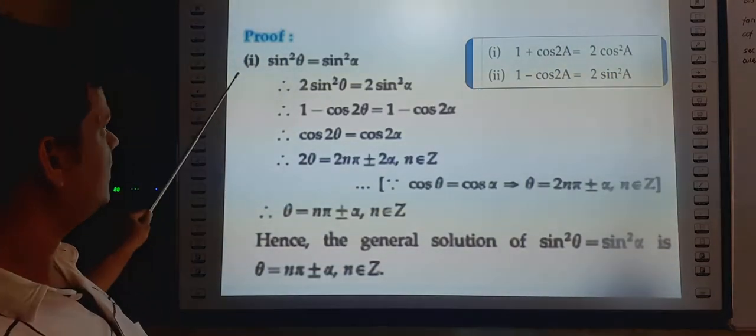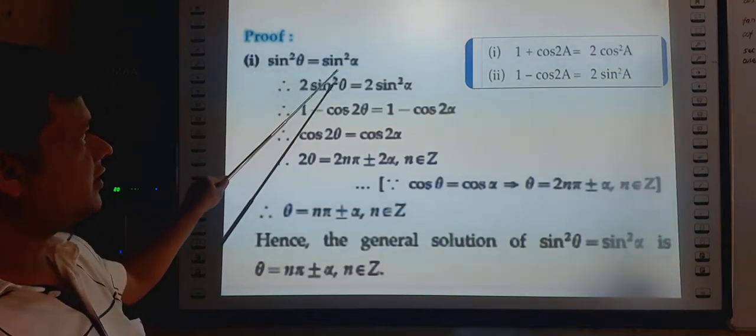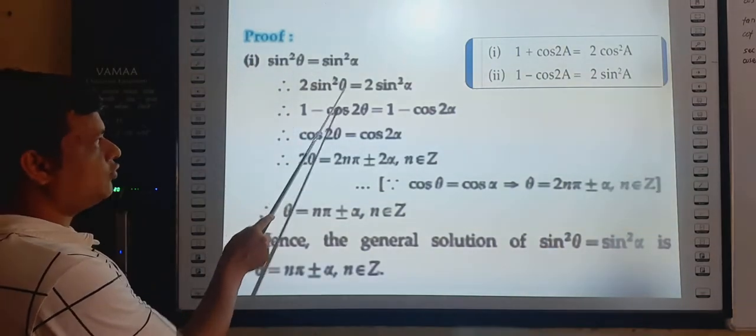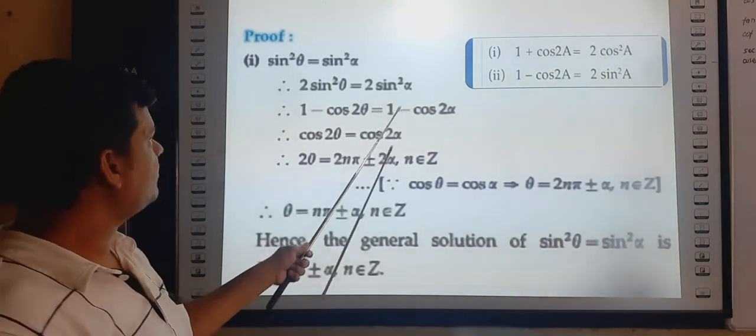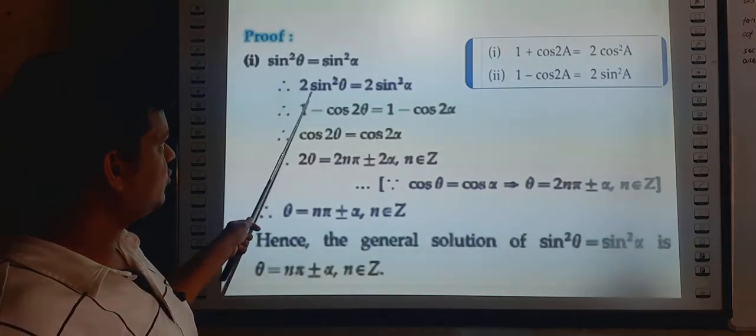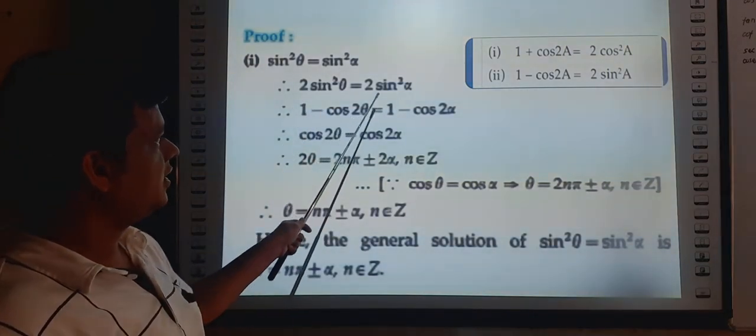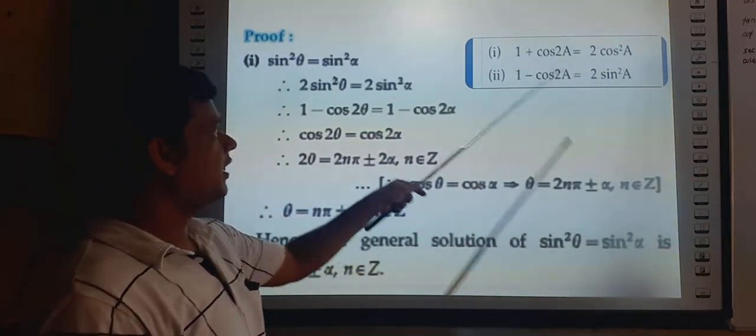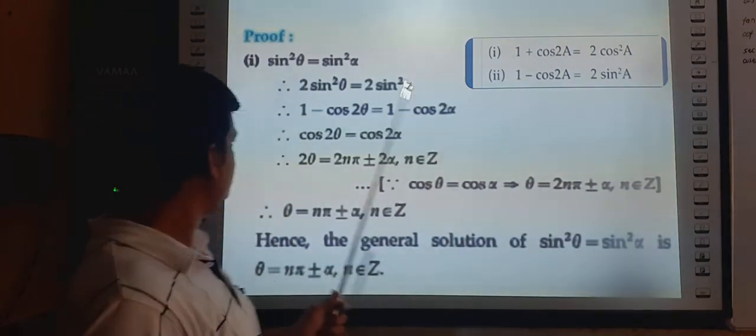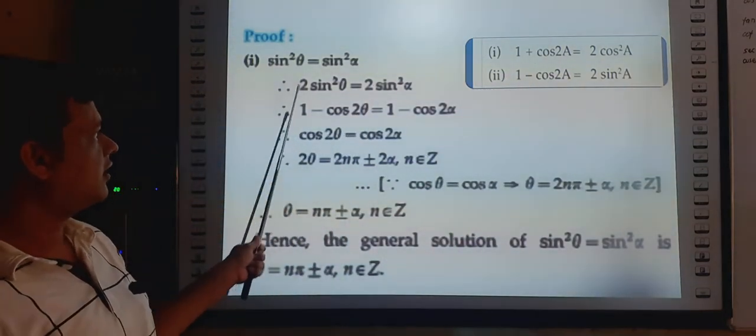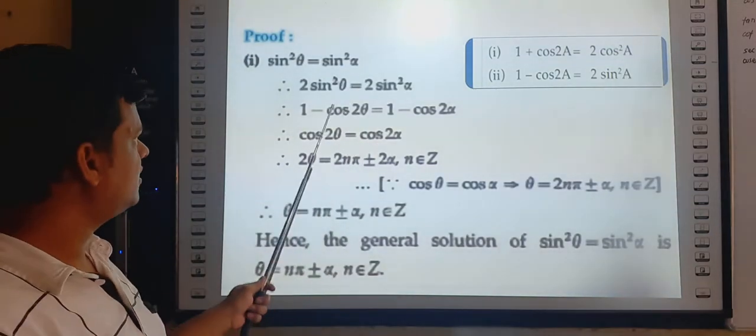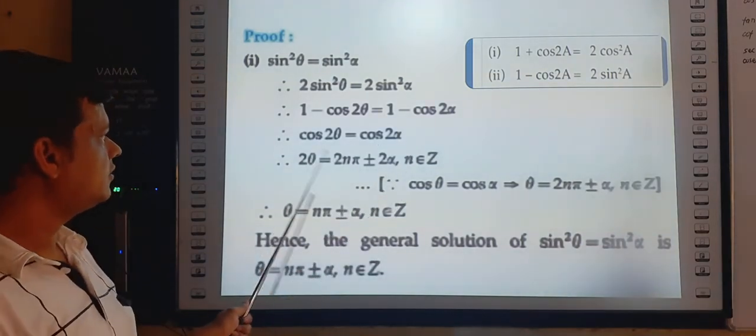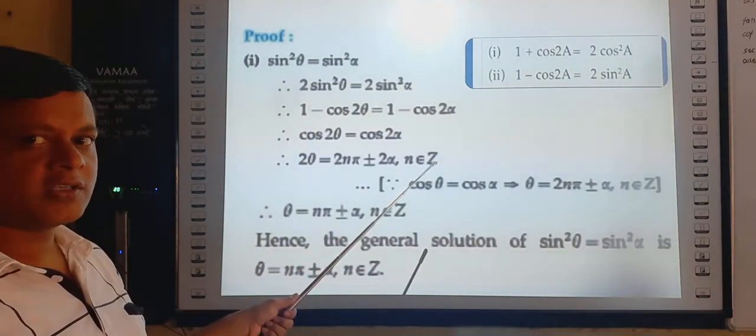Because sin square theta equals to sin square alpha, we multiply both sides by 2, we get 2 sin square theta equals to 2 sin square alpha. After replacing 2 sin square theta by 1 minus cos 2 theta, and 2 sin square alpha by 1 minus cos 2 alpha, using this formula, we cancel the 1 on both sides, cancel the minus sign, and we get cos 2 theta equals to cos 2 alpha. Now this is of the form cos theta equals to cos alpha.